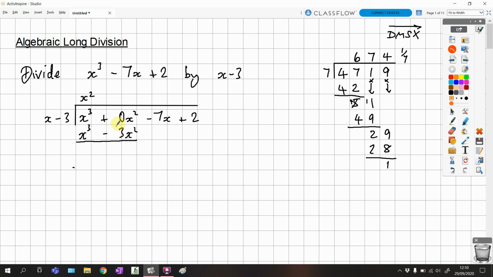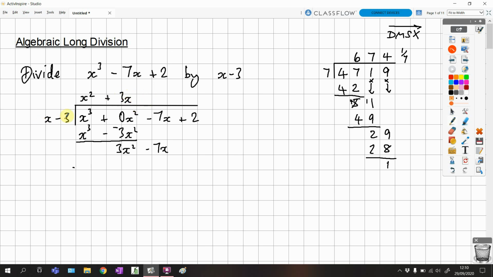Got to be a bit careful. I'm subtracting, so there's a double negative in there. 0x squared plus 3x squared gives me positive 3x squared. And I need to cross down, so that minus 7x drops down. And I've completed the first run through of DMSX. Back to here. x goes into 3x squared, positive 3x times.